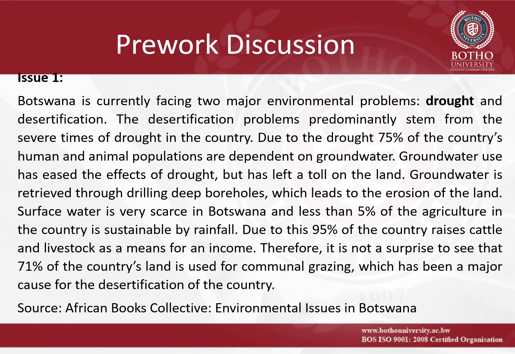Groundwater use has eased the effects of drought, but has left a toll on the land. Groundwater is retrieved through drilling deep boreholes, which leads to the erosion of the land. Surface water is very scarce in Botswana and less than 5% of the agriculture in the country is sustainable by rainfall. Due to this, 95% of the country raises cattle and livestock as a means for an income. Therefore, it is not a surprise to see that 71% of the country's land is used for communal grazing, which has been a major cause for the desertification of the country. Source: African Books Collective, Environmental Issues in Botswana.